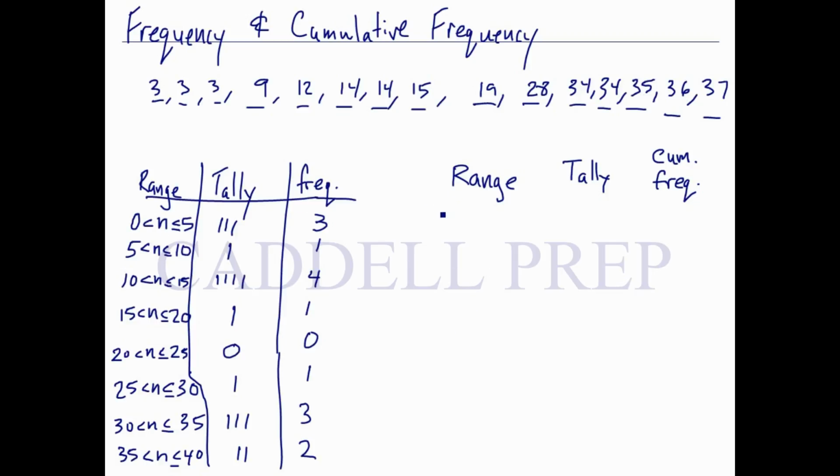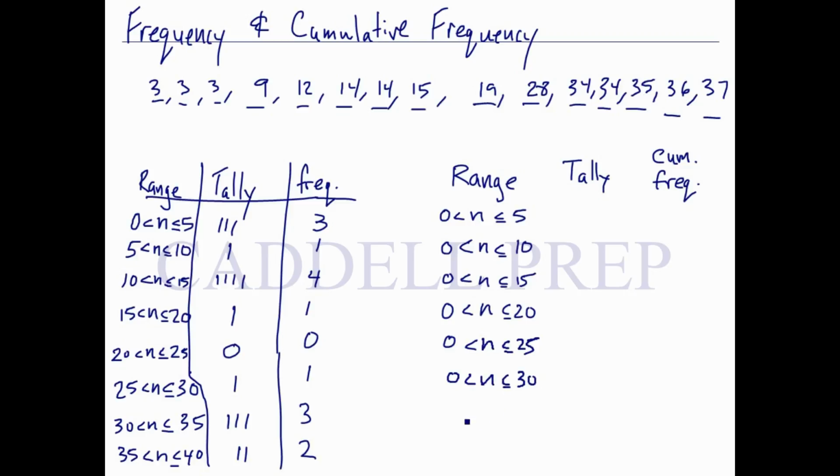So we're going to start from 0 to 5. But now instead of starting at 5, we're going to continue at 0. So now we'll see how many there are from 0 all the way up to the next value, 10. Then 0 up to 15, 0 up to 20, up to 25, up to 30, up to 35, and up to 40.